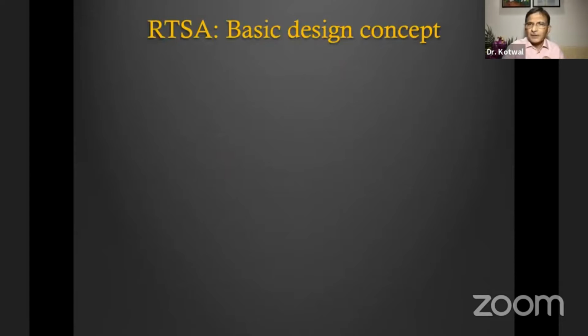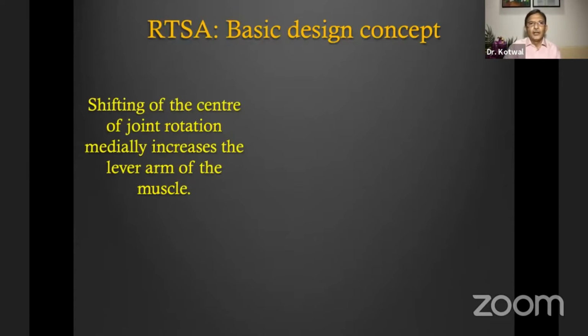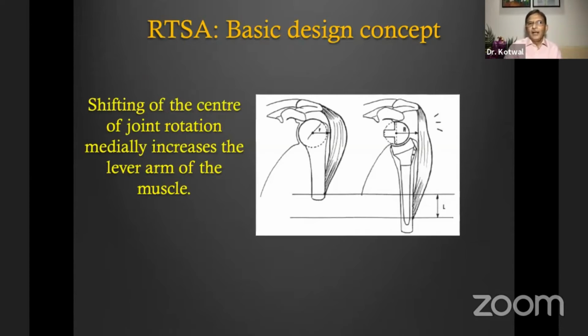So what is the basic design concept of the reverse shoulder? The basic concept is shifting of the center of joint rotation medially, which increases the lever arm of the muscle. And this is how it does it. In normal situations, the center of rotation is in the convex head of the humerus. Whereas in reverse total shoulder, because the convex surface now comes onto the glenoid, the arc of rotation is also in the center of this glenoid, and this causes medialization of the center and lowering of the humerus.